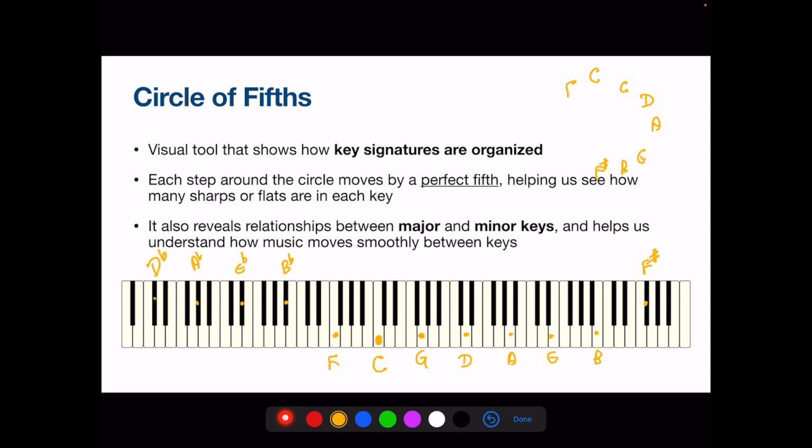So from C, we go to F, B flat, E flat, A flat, and then D flat, and so on. Okay, so that's going to be what we'll use for all of the assignments coming up.